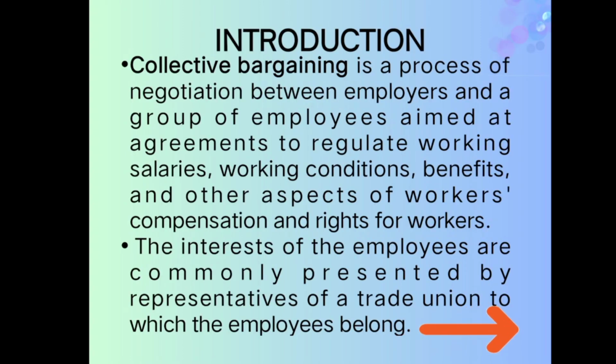So, introduction. Collective bargaining is a process of negotiation between employers and a group of employees aimed at agreement to regulate working conditions, salaries, benefits and other aspects of workers' compensation and rights for workers. The interests of the employees are commonly presented by a representative of a trade union to which the employees belong.